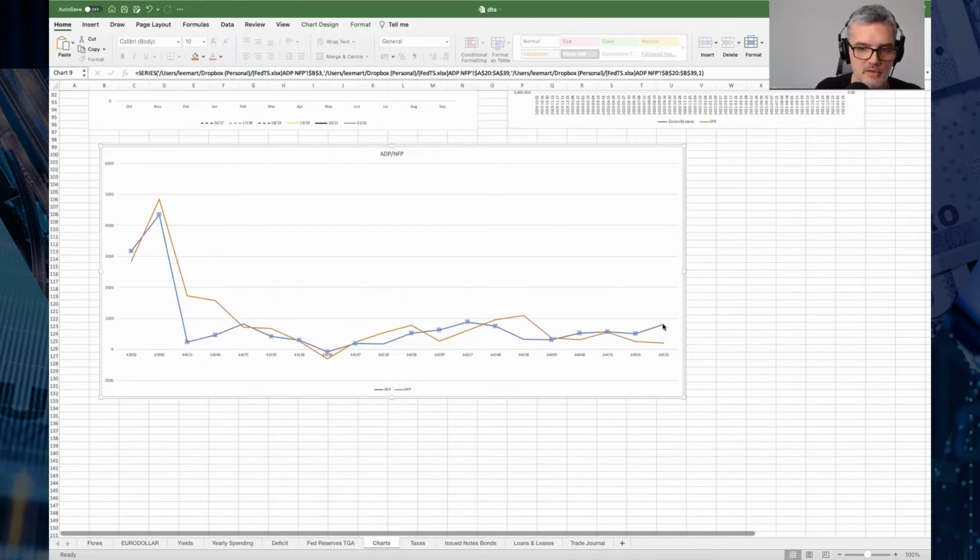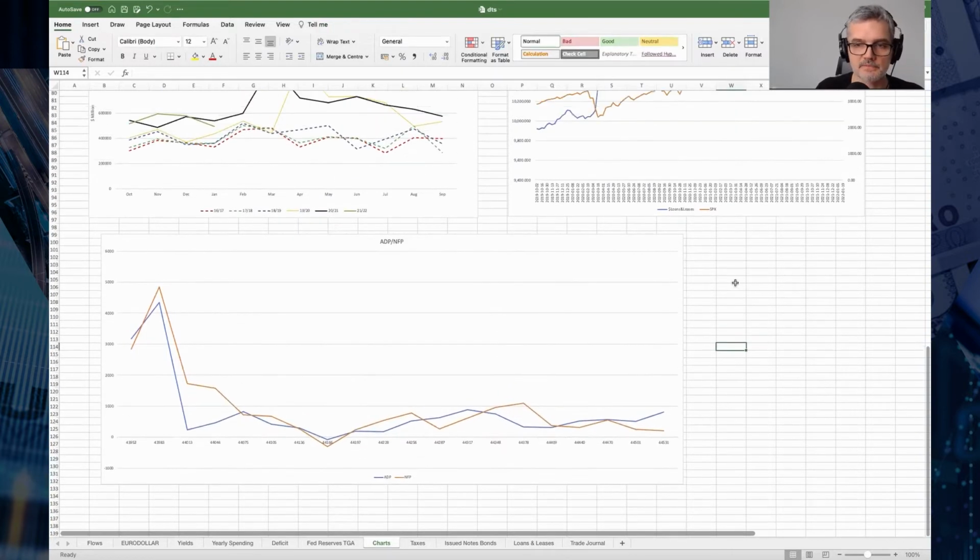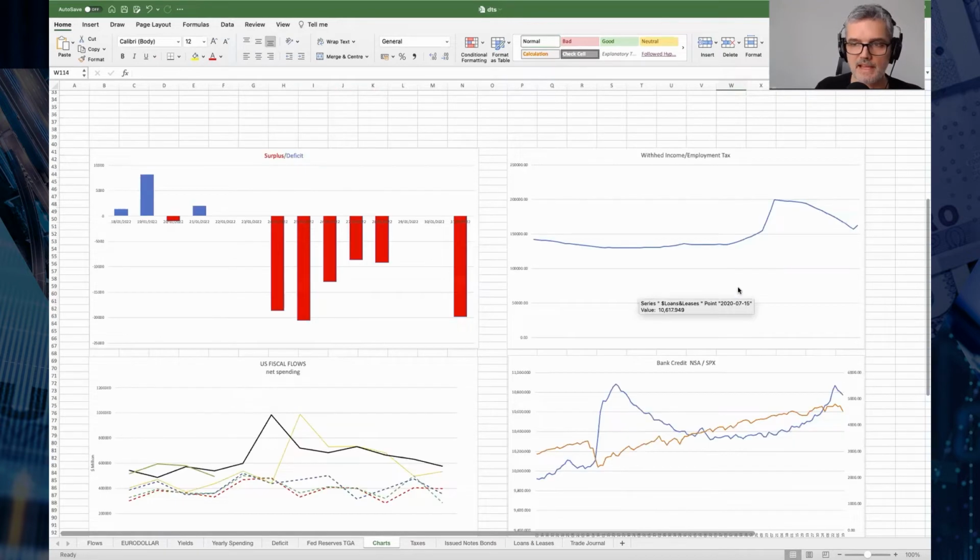So if we do see this blue line here, the ADP number, come down today, then I'm expecting to see the NFP stay low, showing that there's been fewer hires. Now, why might there be fewer hires?